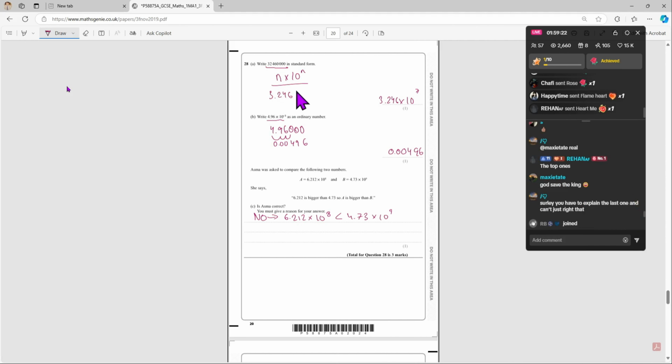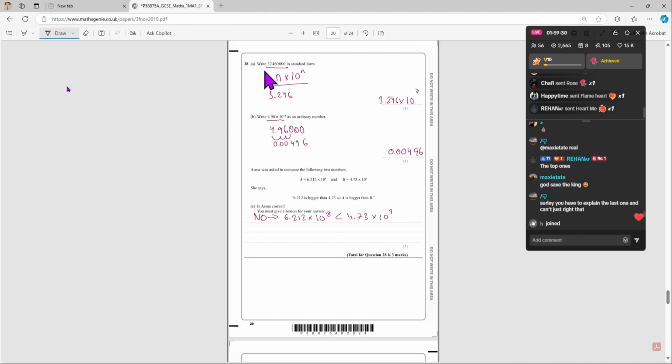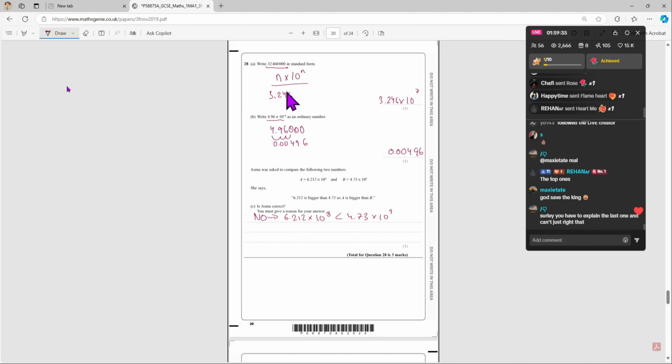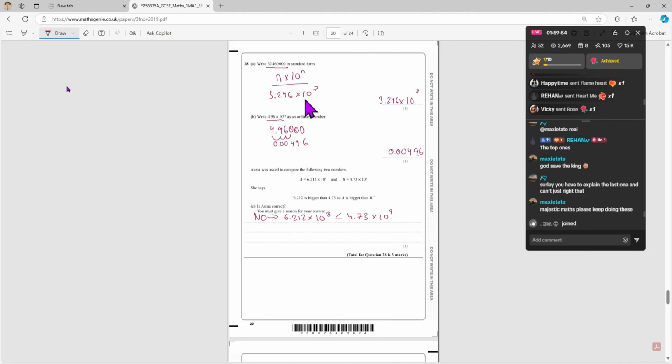Now, once we have done that, we have 3.246 and we want this to turn into 32 million. How do you make it? What do we need? We need to move 7 spaces up to make it 32,460,000. You just count it and you get 7 spaces moving it up, and you get 10 to the power 7. Okay?